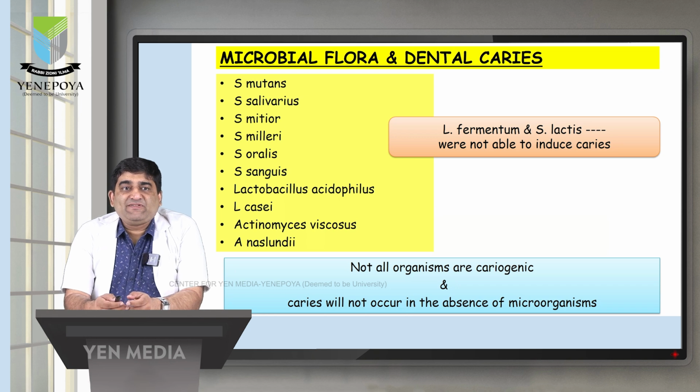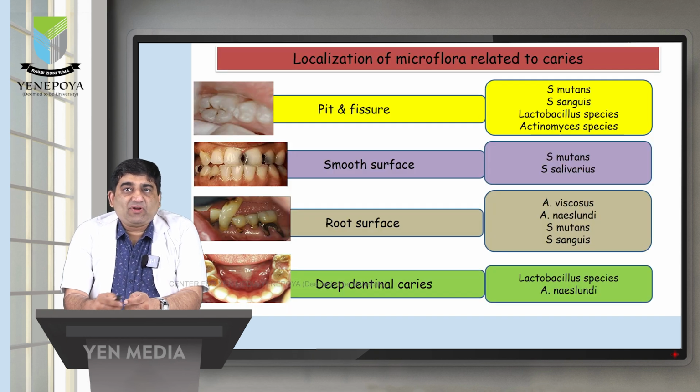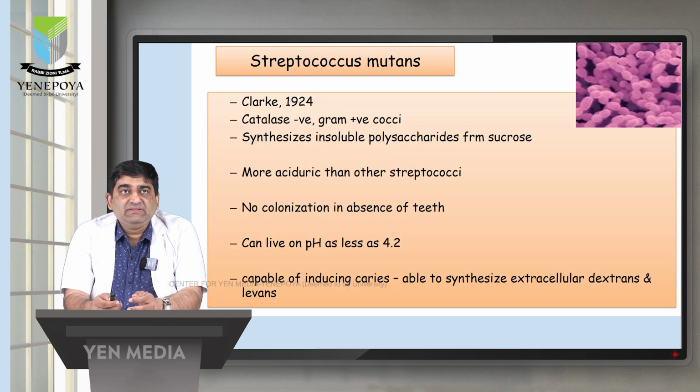Now coming to the microbes which are responsible for caries. The microbes which are responsible for caries are Streptococcus mutans, Streptococcus salivarius, Streptococcus mitior, Streptococcus milleri, Streptococcus oralis, Streptococcus sanguis, Lactobacillus acidophilus, Lactobacillus casei, Actinomyces viscosus and Actinomyces naeslundii. This is about how the various microorganisms localize in the different areas or the different surfaces.